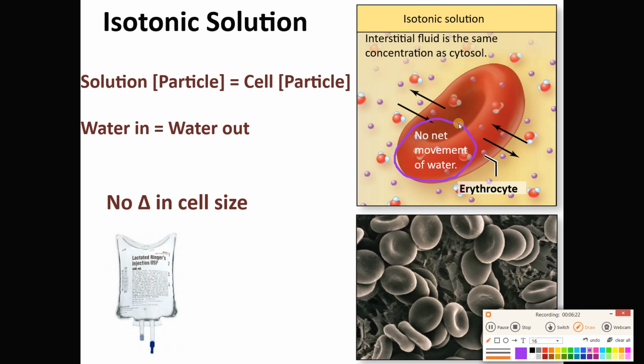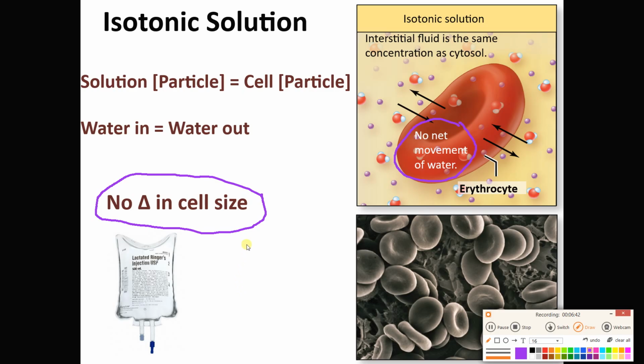So no net movement of water. In an isotonic solution, there's no net movement of water either into or out of the cell, so the cell is not going to change in size. This little delta here means change. There is no change in cell size.